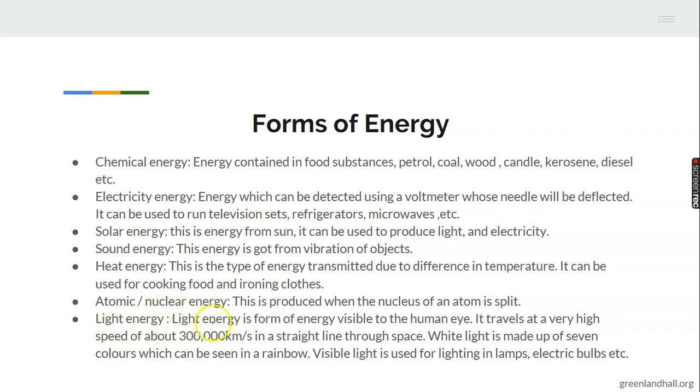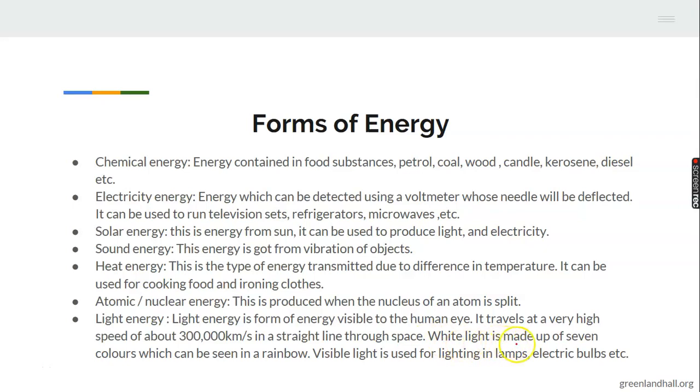So light energy is a form of energy visible to the human eyes, just like when you put on light in the house. It travels at a very high speed, about 300,000 kilometers per second. So in a second, light travels 300,000 kilometers in a straight line, except if you place something on the path, that's why you have deflection.